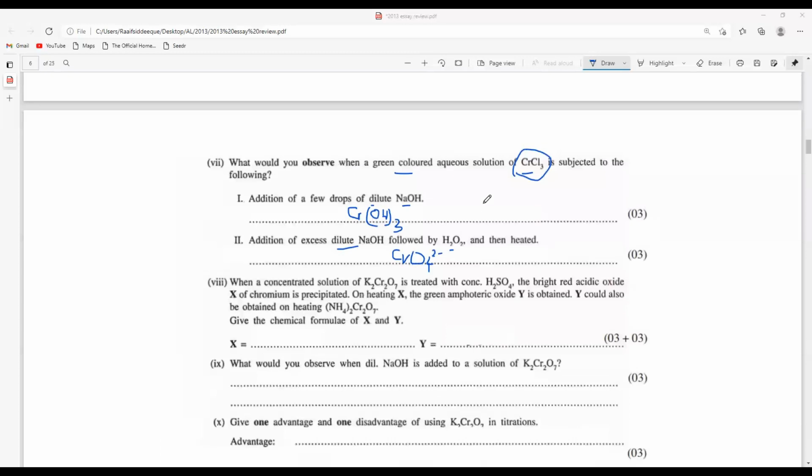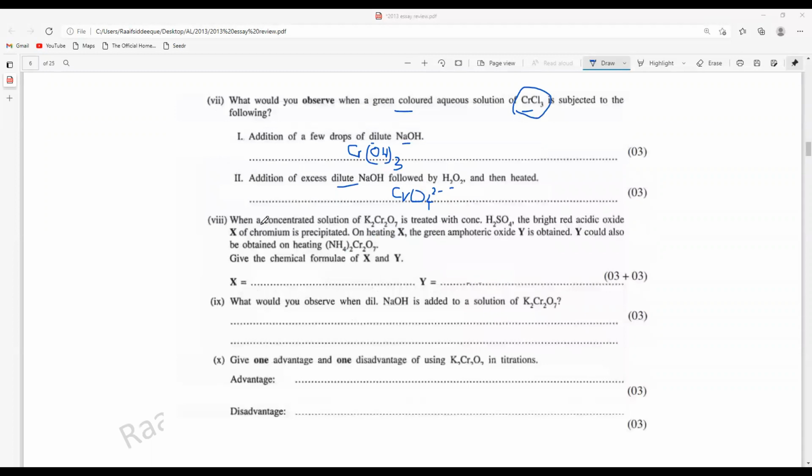Right, so these two are very straightforward again. If you know your d block, it will not take even 1 minute to complete this one. You can answer very quickly. Then we have, when a concentrated solution of dichromate is treated with H2SO4, a bright red acidic oxide of chromium is formed. So if you remember about your acidic oxide of chromium, you should automatically think of it, if you know about chromium.